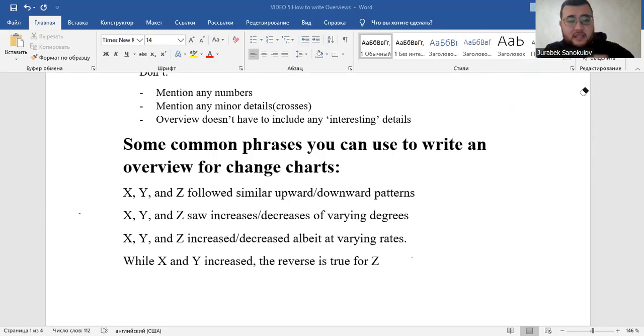And remember this, especially in your overview, including a wrong detail in your overview would drastically decrease your task achievement score.